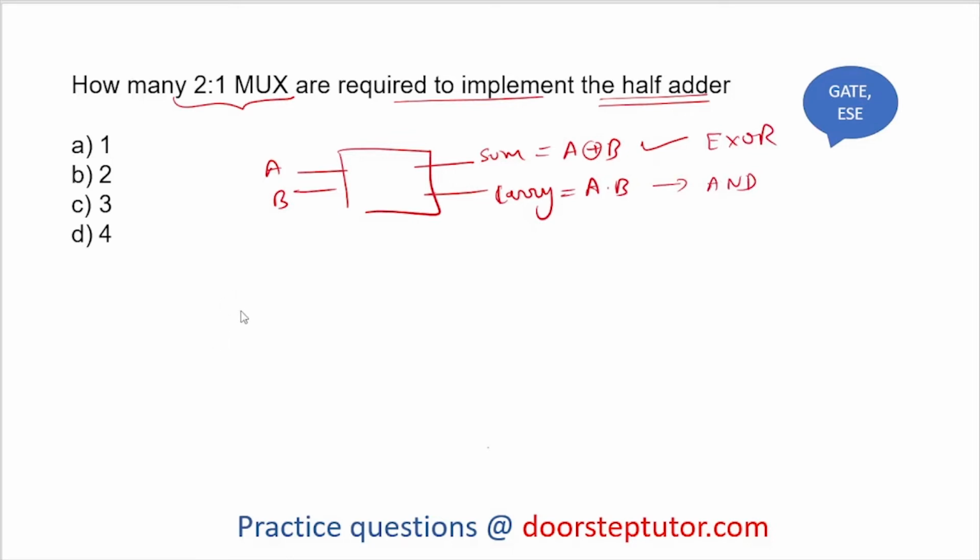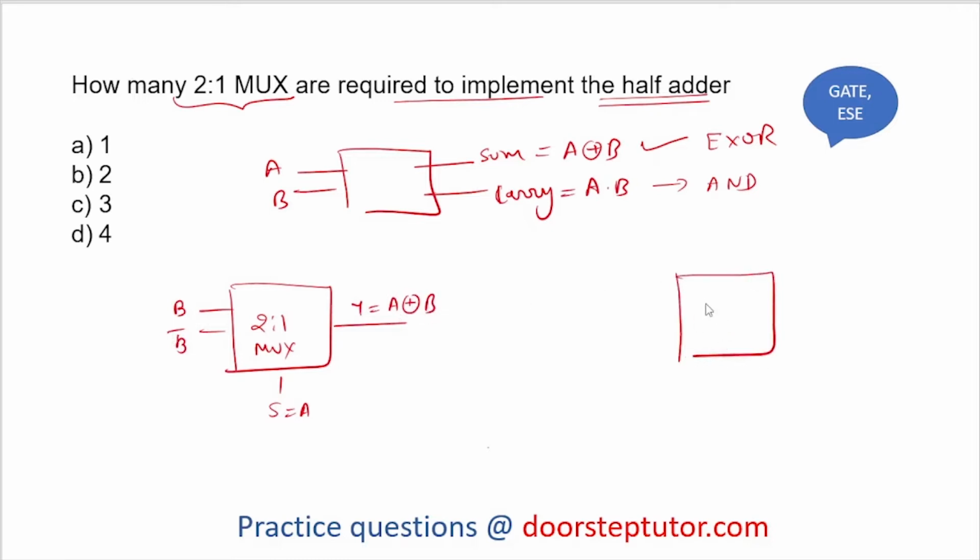So as we have already seen, to implement the XOR gate we need a 2x1 mux, in which if we give select line as A, then input should be given as B and B bar. So output will be in this case A XOR B. Similarly, if we want to implement the 2x1 mux as an AND gate, we need to apply select line as A, and this should be applied with 0 and B as the input. So we will get output as A dot B.